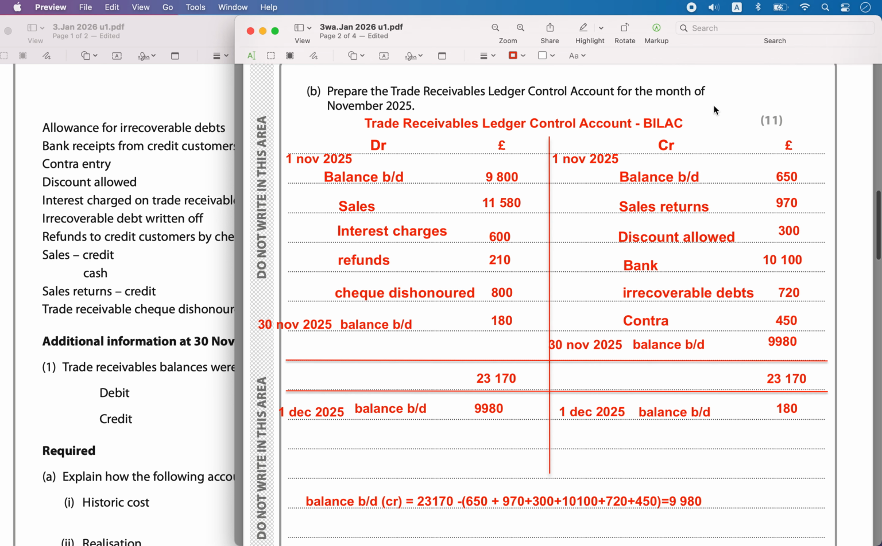So this is how you will prepare the trade receivables ledger account. You should know the format before preparing.